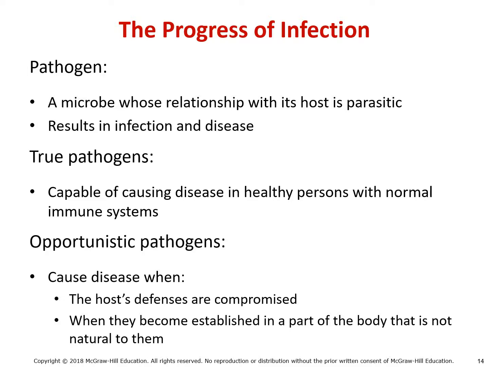There are some things that are far more likely to cause infection and disease, and that is true pathogens. True pathogens can even cause disease in very healthy people with normal immune systems.